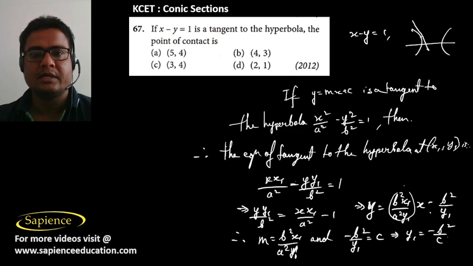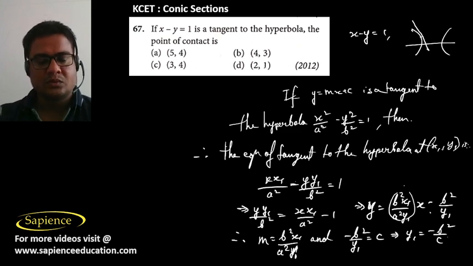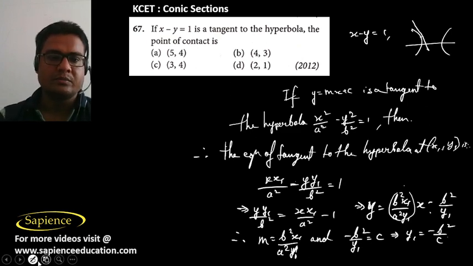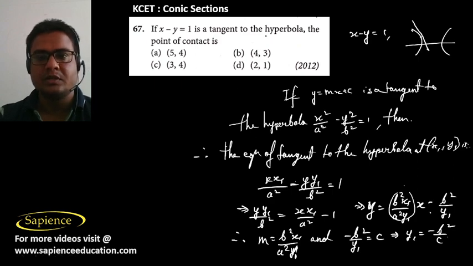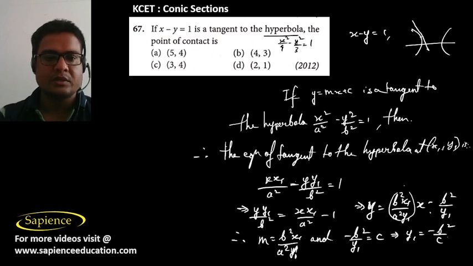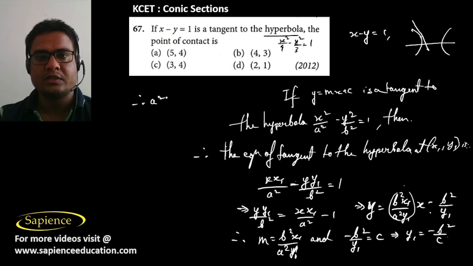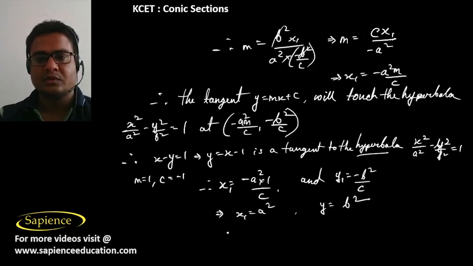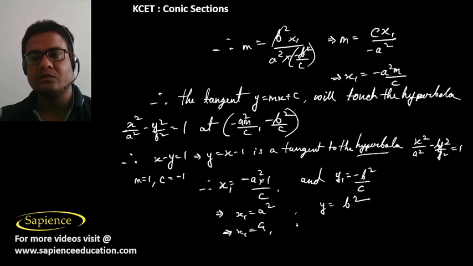So here, the equation of the hyperbola should have been given in the question. It should be x square by 4 minus y square by 3 equal to 1. So therefore a square is 4 and b square is 3. So therefore x1 should be equal to 4 and y1 should be equal to 3.